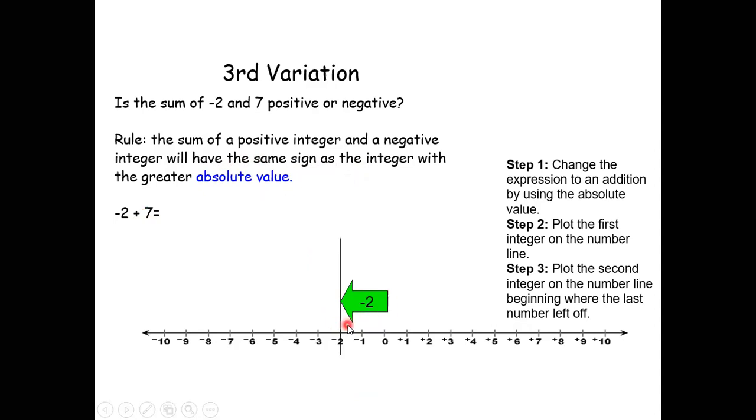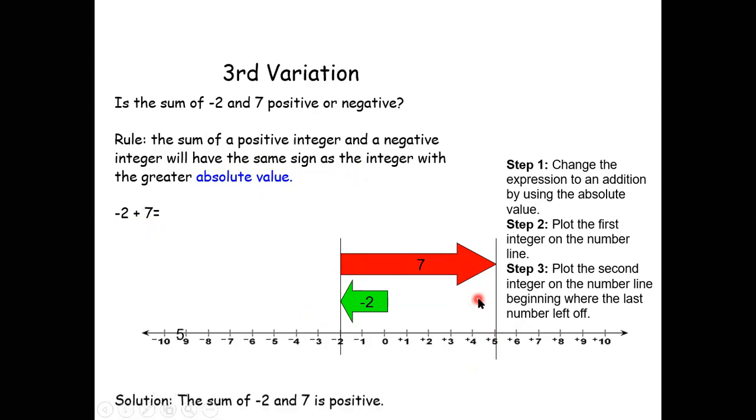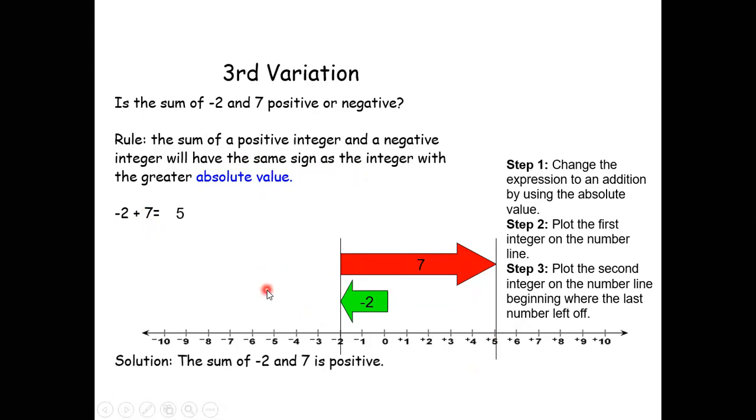So the first number is -2. Since it is minus, we move 2 places to the left. And the second number is positive, and positive means we move to the right. So from where we left off, we move 7 places to the right. So what is the answer? +5. The answer is 5, and the sum of -2 and 7 is positive.